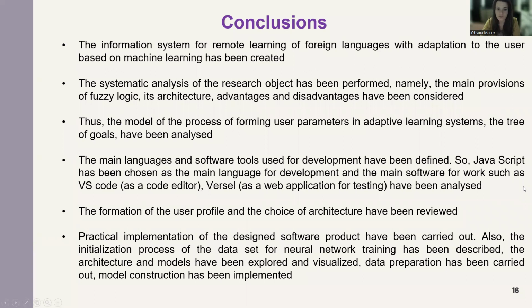JavaScript has been chosen as the main language for development, and the main software tools such as VS Code have been analyzed. Information about the user profile and the choice of architecture have been reviewed. Practical implementation of the designed software has been carried out. The initialization process of data and neural network training has been described.